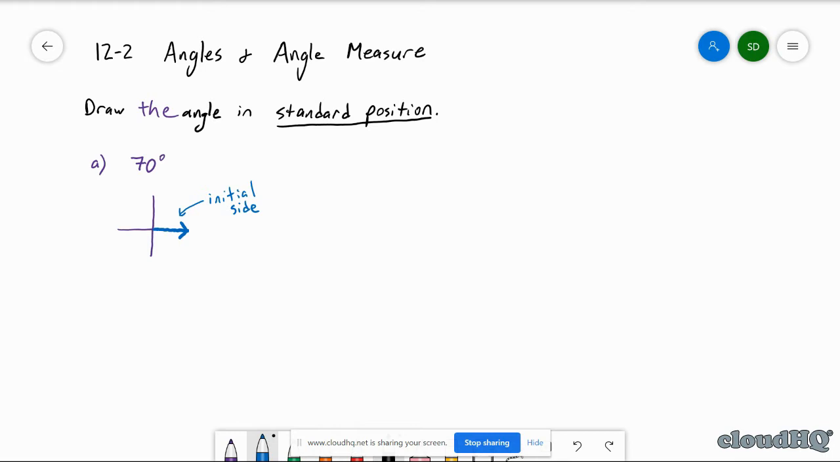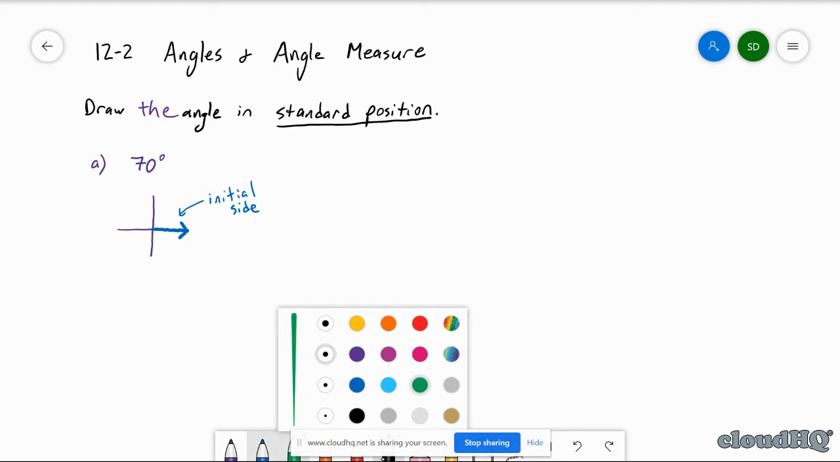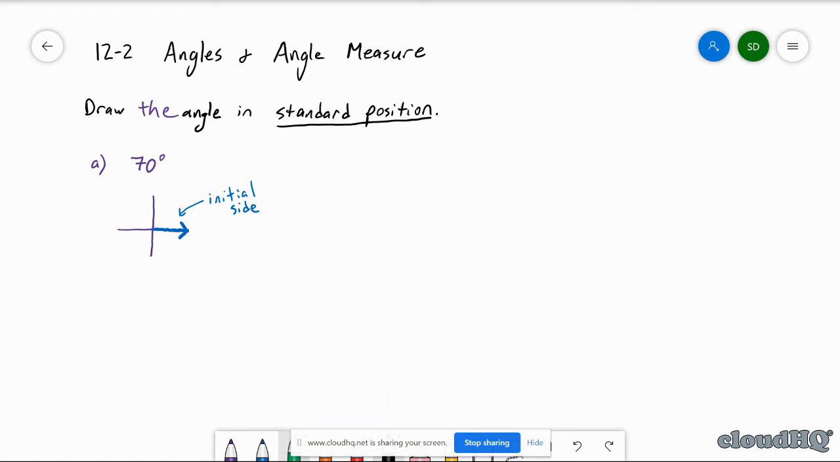And then from there, we'll go to our terminal side. We call the other one the terminal side, but we have to travel 70 degrees first, and you'll go in a counterclockwise direction. So we're going up. 70 degrees should be about roughly there. It's just a sketch, it's not going to be perfect.